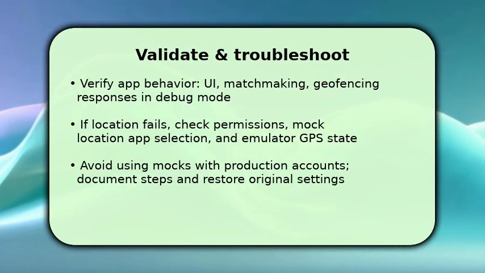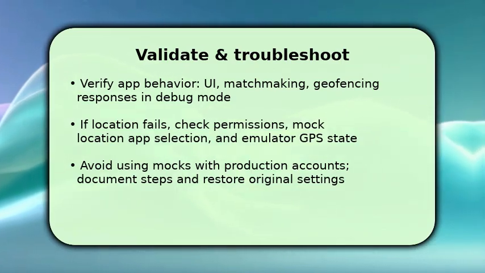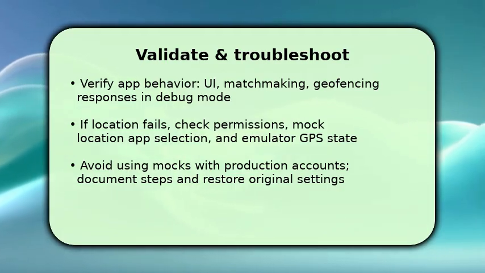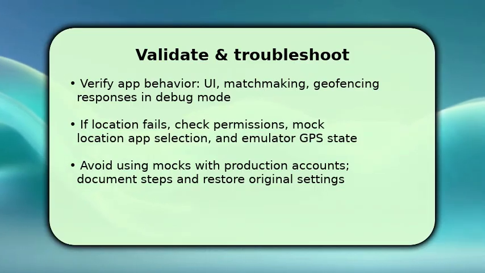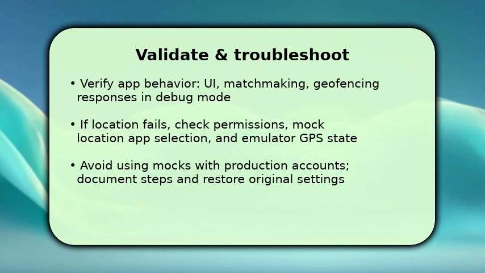Confirm UI updates, geofence triggers, and any location-based logic operate as expected. If something goes wrong, first make sure you granted runtime location permissions and selected the emulator or mock app as the mock location provider. Then inspect emulator GPS status and ADB logs. If you still see issues, restart the emulator and redeploy a clean debug build.